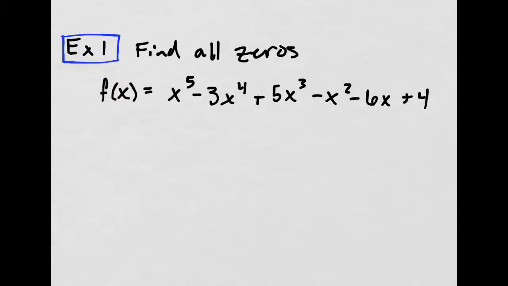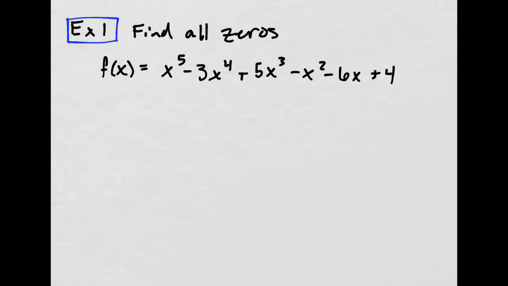This one is not going to be that bad. Find all the zeros of the function. Our first step, always, is to try and factor. But this is a fifth degree polynomial, and I can't split it up in any cool way and factor like that. So really, I can't.